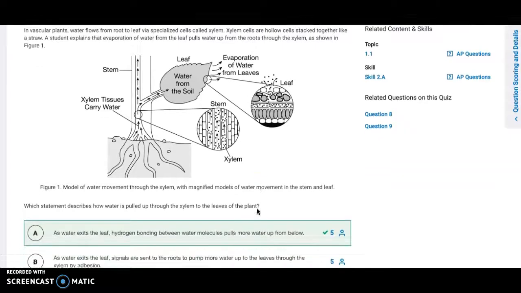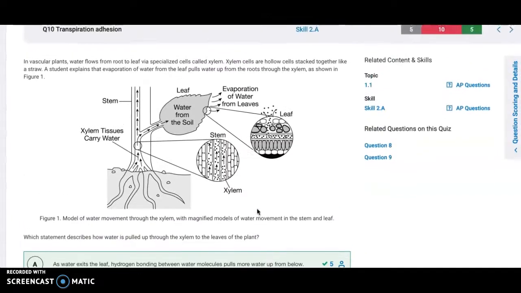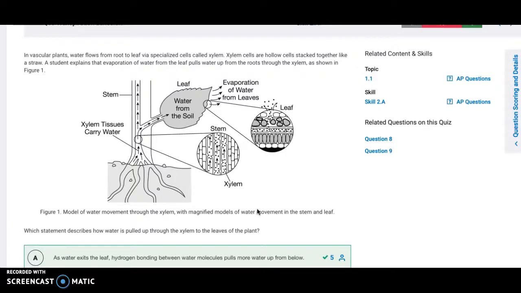Question 10, transpiration. A lot of you got this one wrong too. And this is the last one I'm going to do on this, and I'm going to have to make a separate video for the rest of the questions. This is just testing your understanding of adhesion and cohesion. We see that we have water moving from the soil up through the tissue of the plant, and then evaporation of water from the leaf. So water molecules are moving along these xylem tubes, and we see a vertical movement. I think those little dots each represent water. And then the water leaves from the leaf surface.